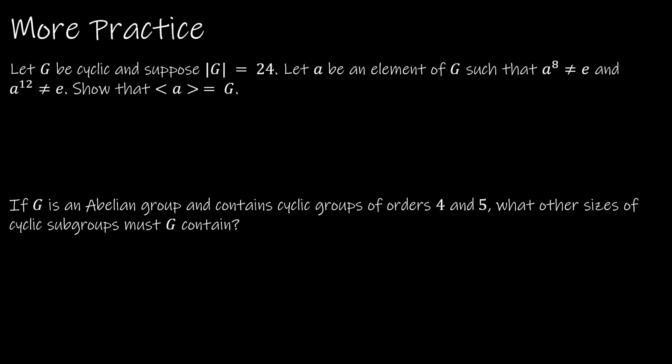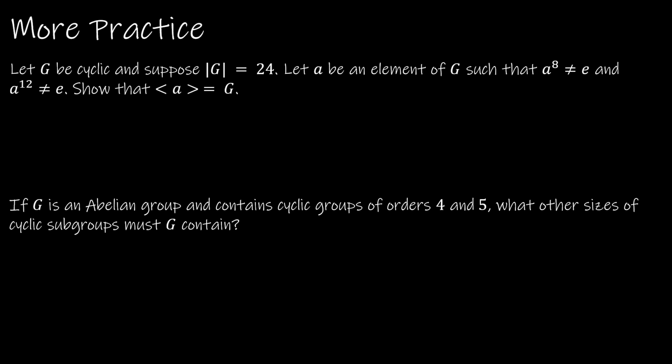Okay, last two practice. First, let G be cyclic and suppose that the order of G is 24. Let A be an element of G such that A to the 8th is not E, and A to the 12th is also not the identity. So show that the cyclic subgroup generated by A is in fact the entire group. So how do we go about this?